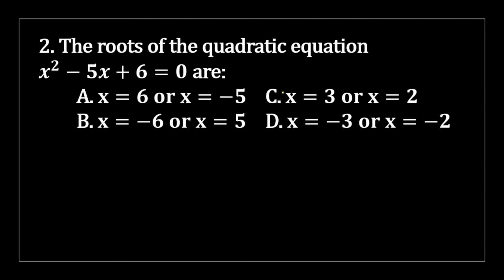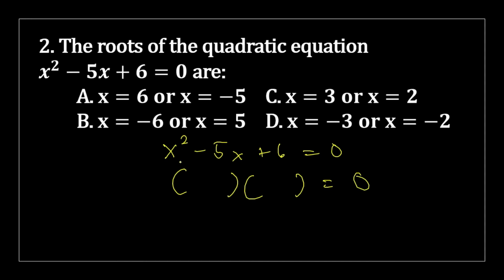The roots of the quadratic equation x squared minus 5x plus 6 is equal to 0 are blank. So let's get the root of the quadratic equation. To get the root of a quadratic equation, let's copy it first. X squared minus 5x plus 6 equals 0. So this is a quadratic trinomial. To factor this, let's write two sets of parentheses and get the square root of the first term, which is x. That is x and x.